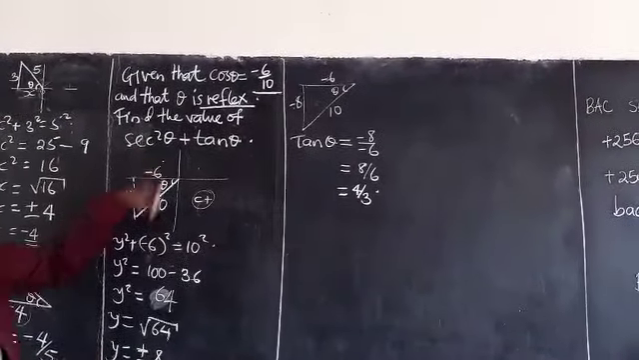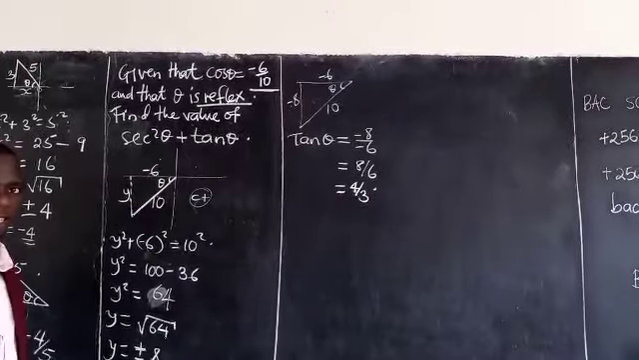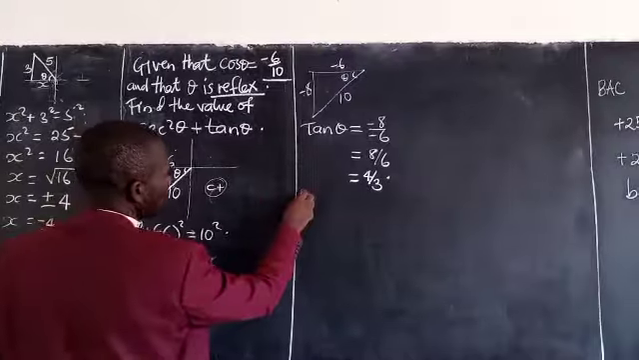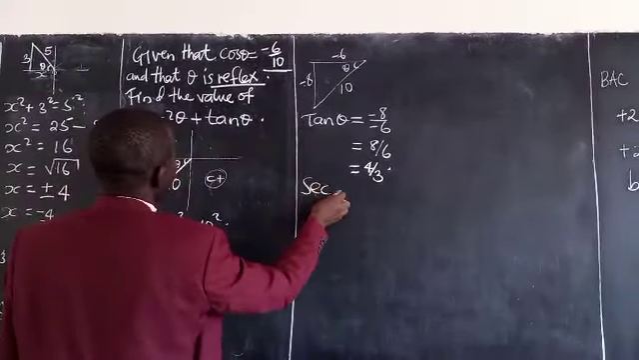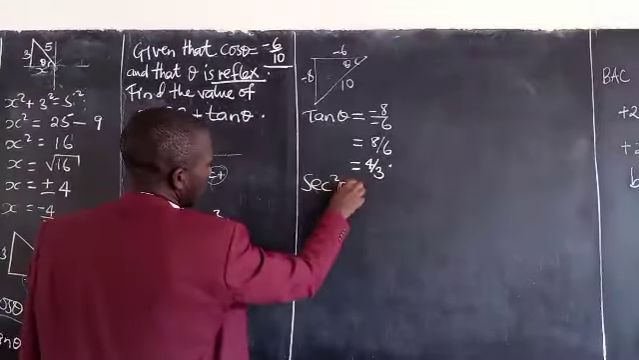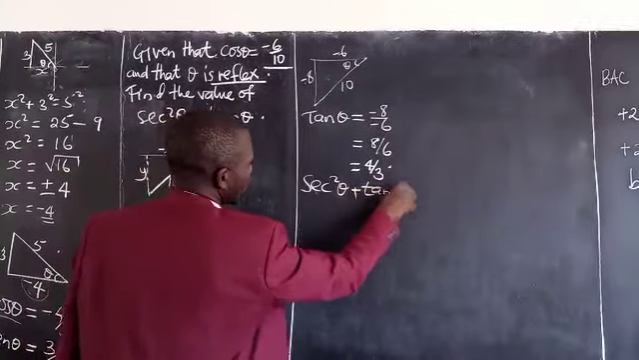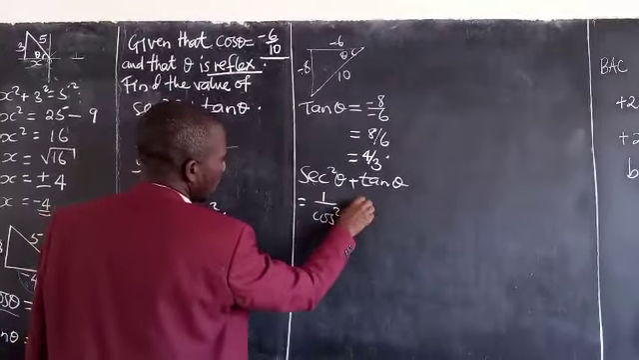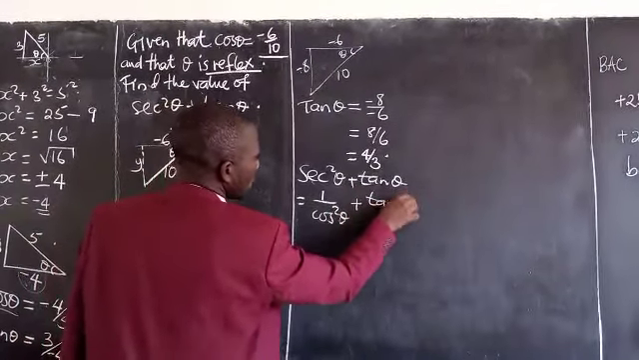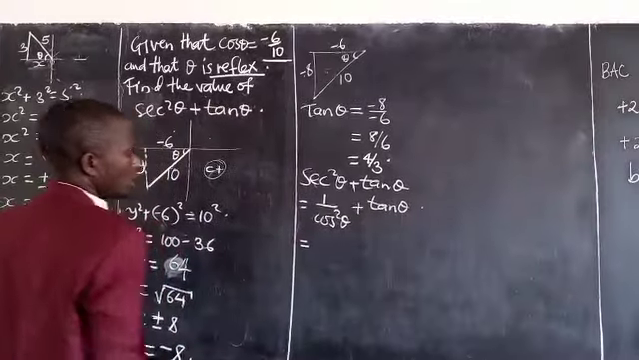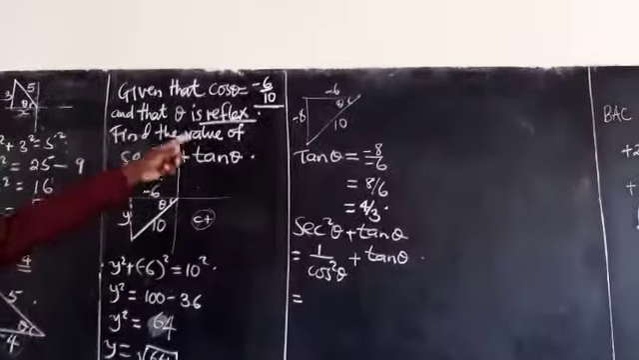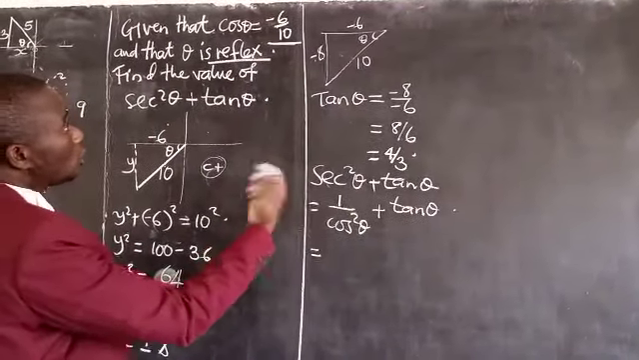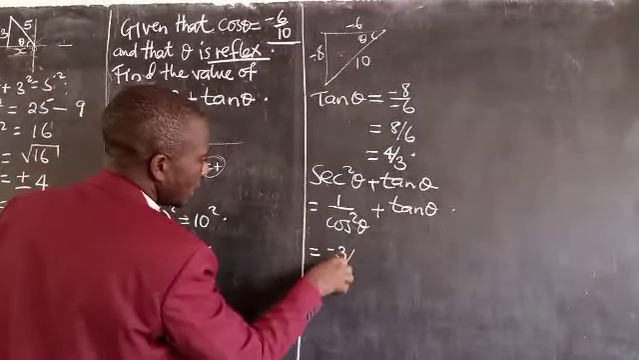We need sec. From the beginning, we said sec theta is 1 out of cos theta. Therefore, sec squared theta plus tan theta is equivalent to 1 over cos squared theta plus tan theta. And cos theta we have there, which you can also reduce by 2, and it becomes minus 3 out of 5.